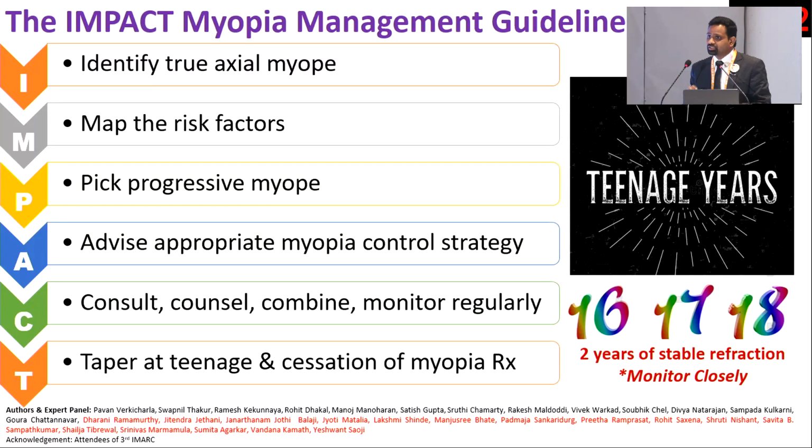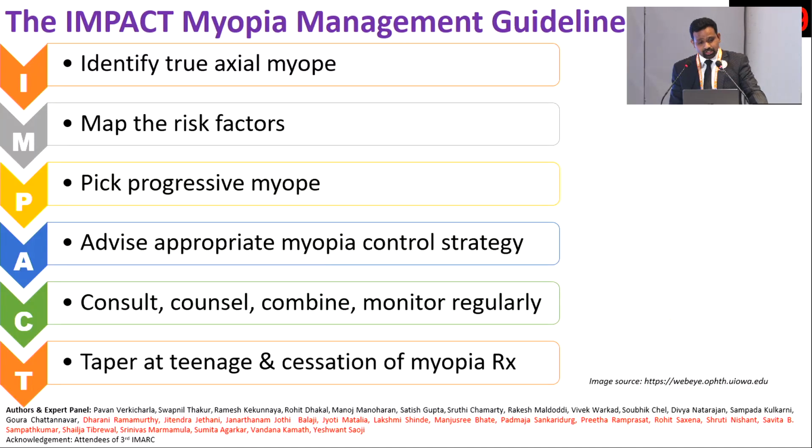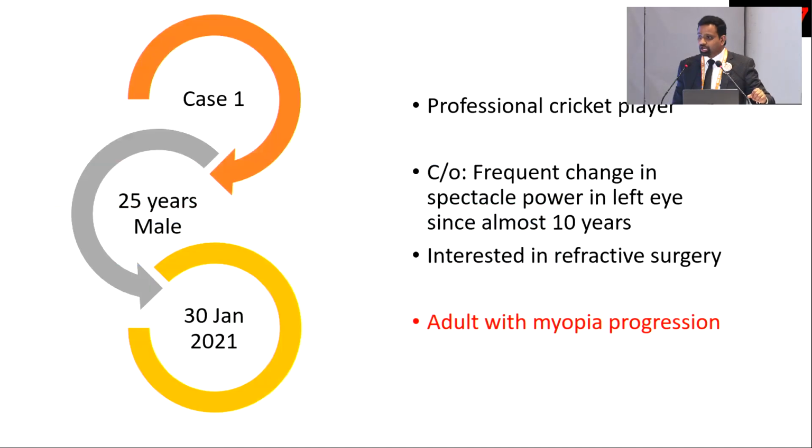Now, refractive surgeons consider operating only at a late teenage or 20 plus years, keeping in view of the stability of the eye or the plasticity of the eye. Same needs to be applied here as well, and you might want to taper if you're using atropine. So I will quickly go through 4 cases.